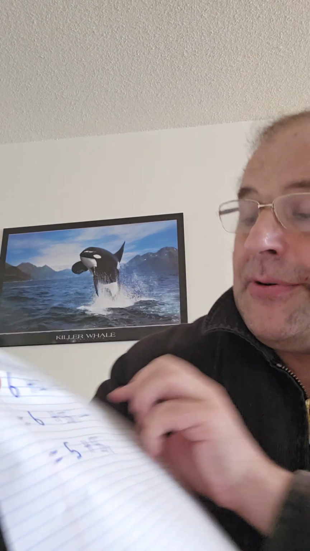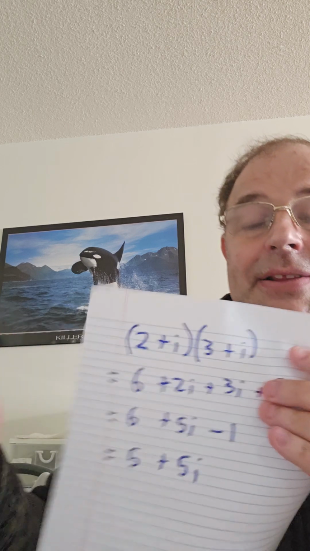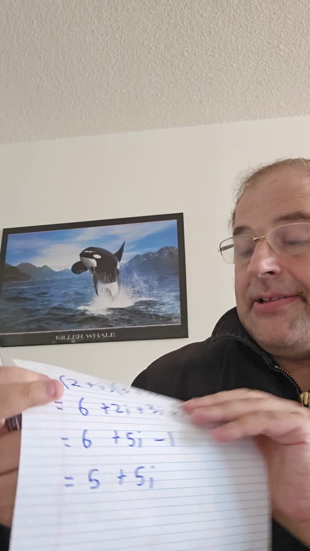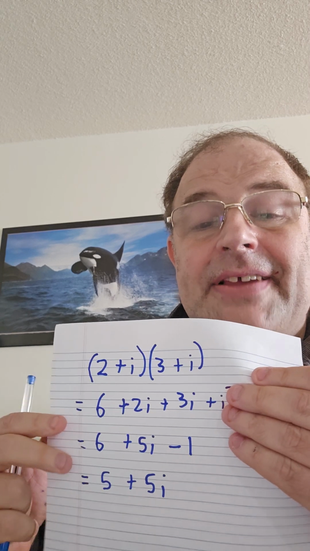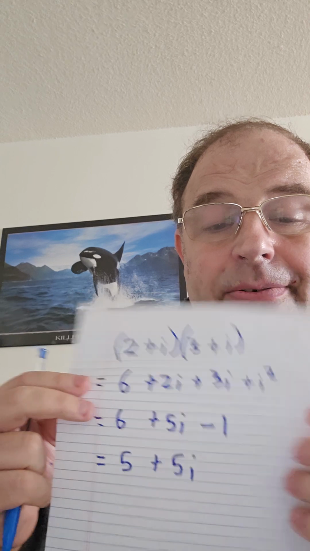We have (2 plus i) times (3 plus i), right? And we use distributive law to multiply out. 2 times 3 is 6, 2 times i is 2i, 3 times i is 3i, and i times i is i squared.